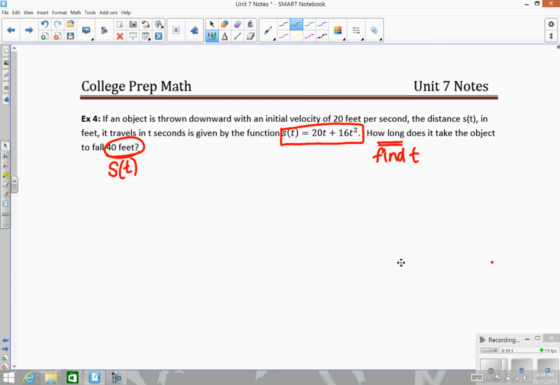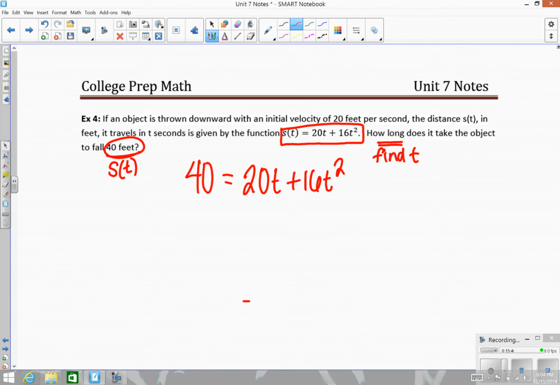Keep in mind that we're going to often see quadratic equations modeling how an object is thrown, and we'll talk about that in the next unit more about the graphs of quadratic functions, but just keep that in mind right now. So we're going to plug in 40 for s of t, and then I'm going to just use this equation. So 40 equals 20t plus 16t squared, and then we need to solve it for t.